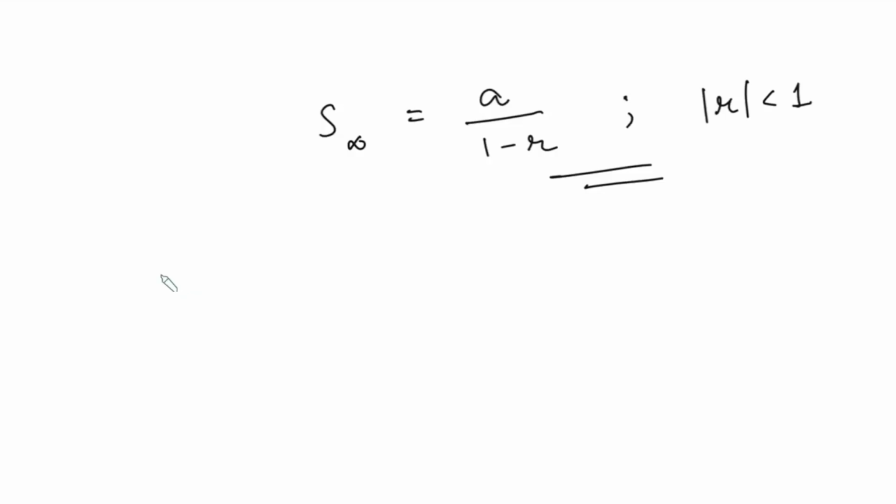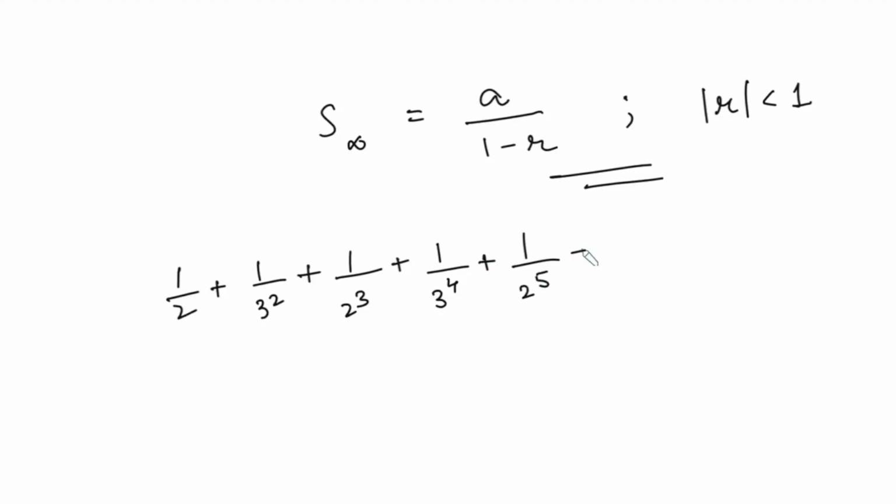Let's find the sum of this series: 1 over 2 plus 1 over 3 squared plus 1 over 2 cubed plus 1 over 3 raised to the power 4 plus 1 over 2 raised to the power 5 plus 1 over 3 raised to the power 6 and so on up to infinity. Here we have two different series.